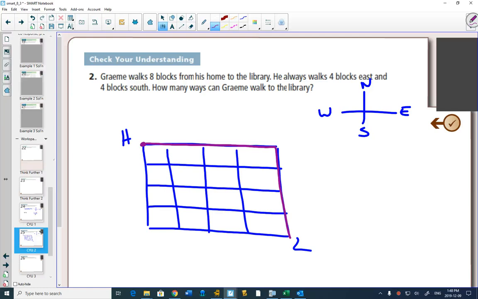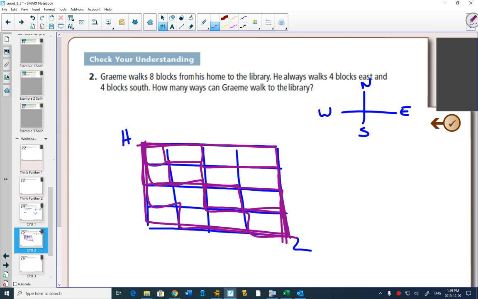Can you see that this would be a different path? Yes? He could also go like this. We want to count them all. We're at 3. Did I miss any? Oh, okay, you ready? Could do this one. Keep counting. How about that one? Have I counted that one? I know I haven't counted that one. I haven't counted this. Or this one. What else haven't I counted?